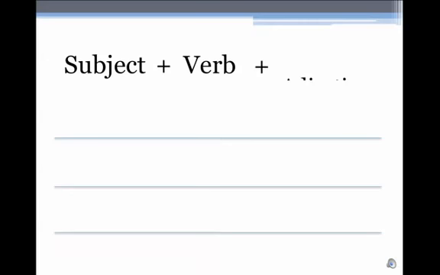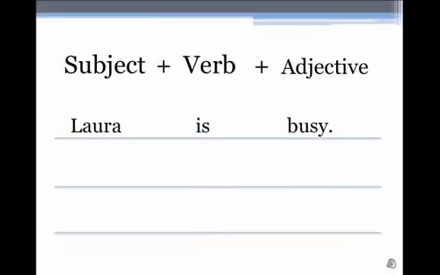Third, there is subject plus verb plus adjective. Remember, the way to use English adjectives is very different than in Chinese. For example, we have the sentence, Laura is busy. Laura is the subject, is the verb, and busy is the adjective.